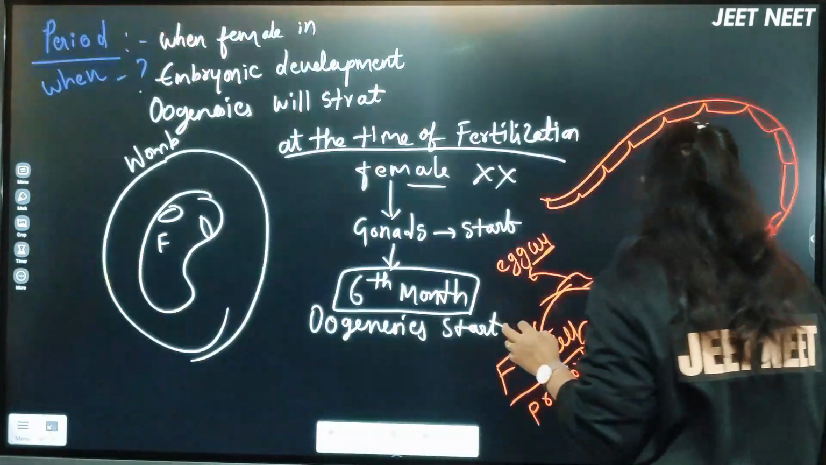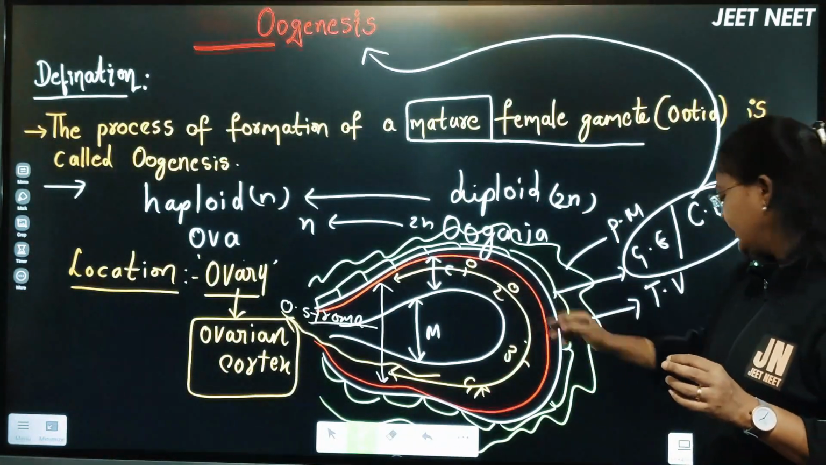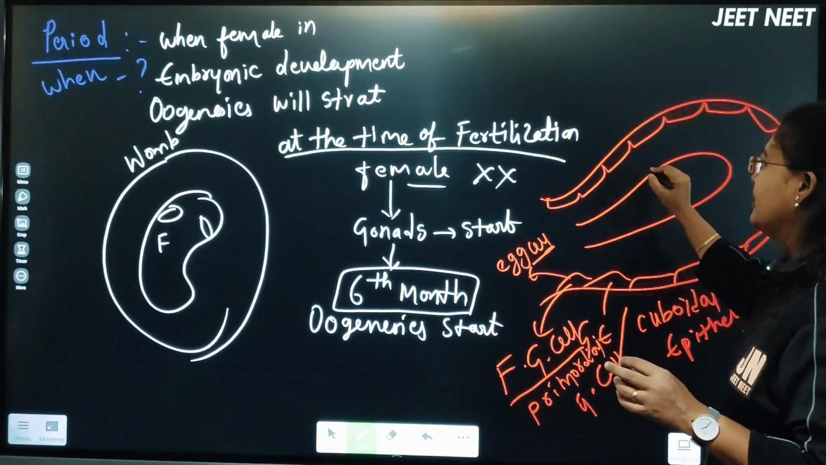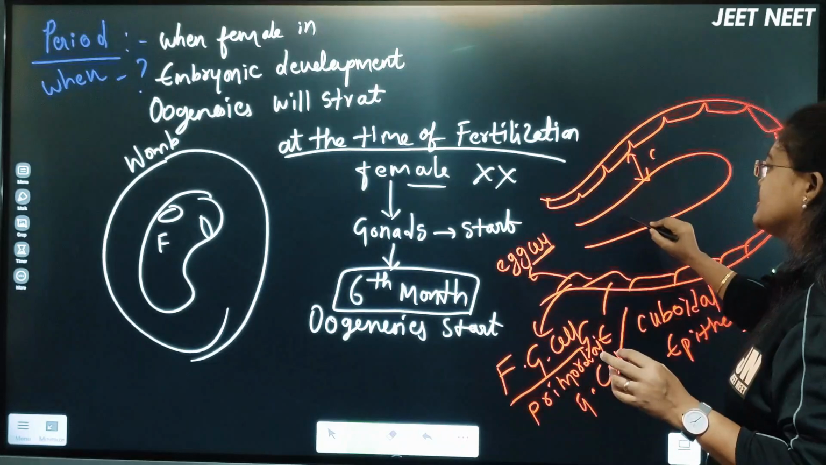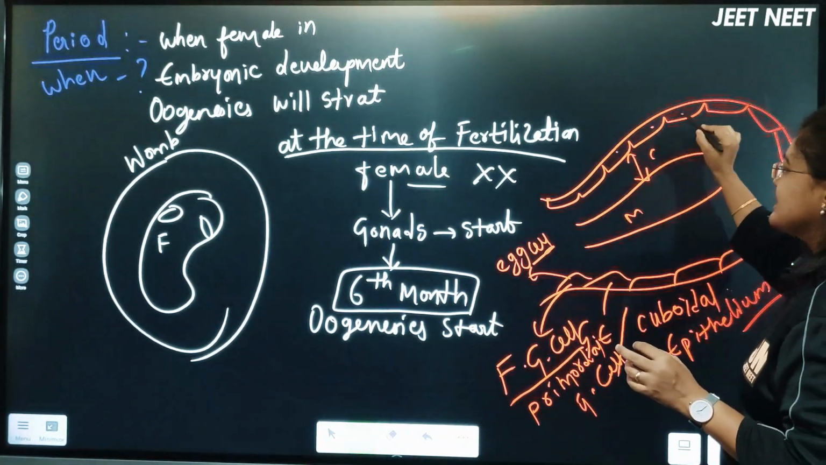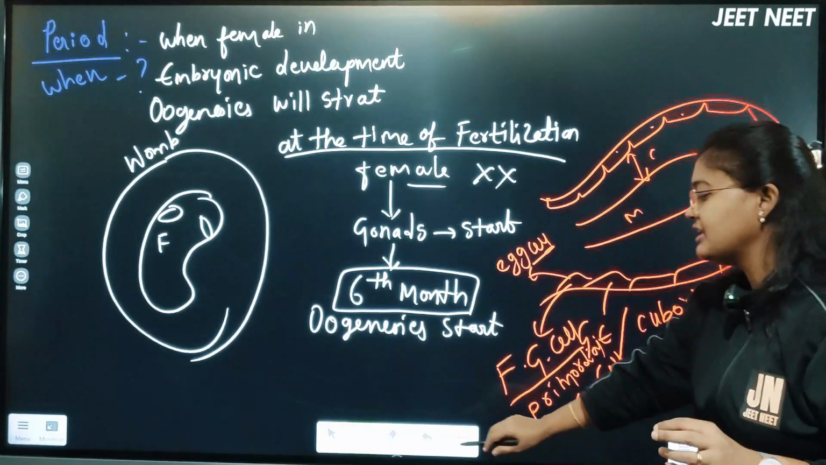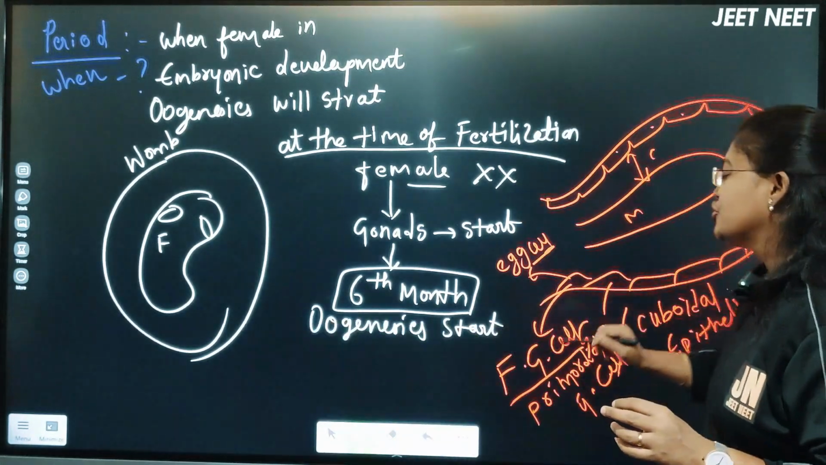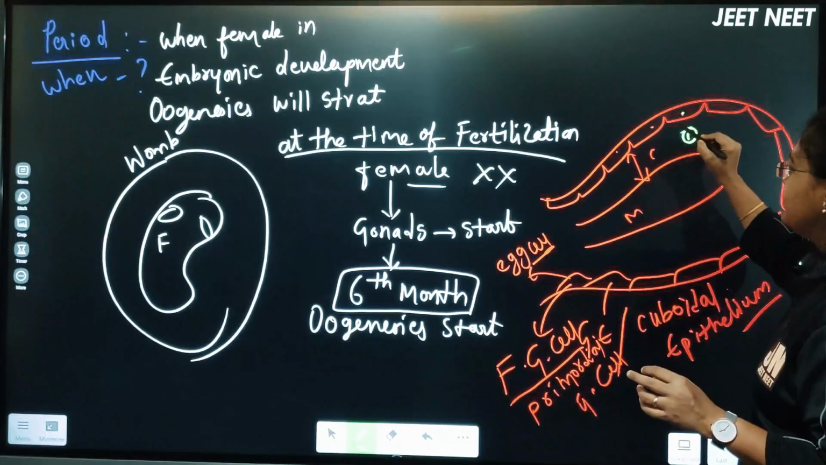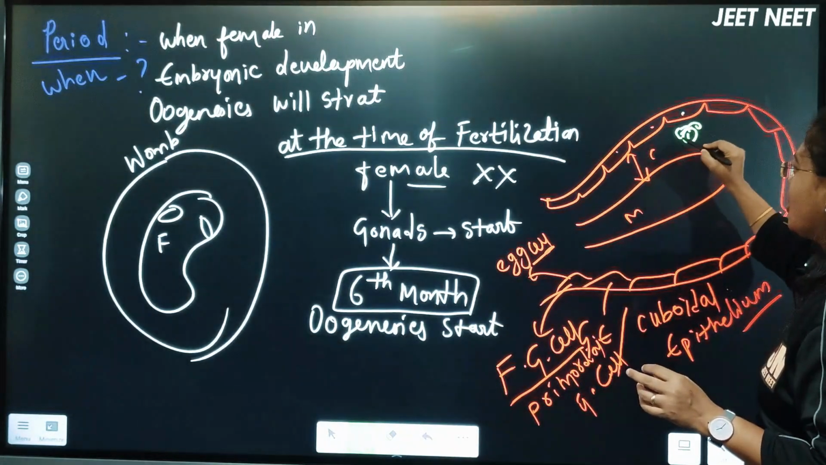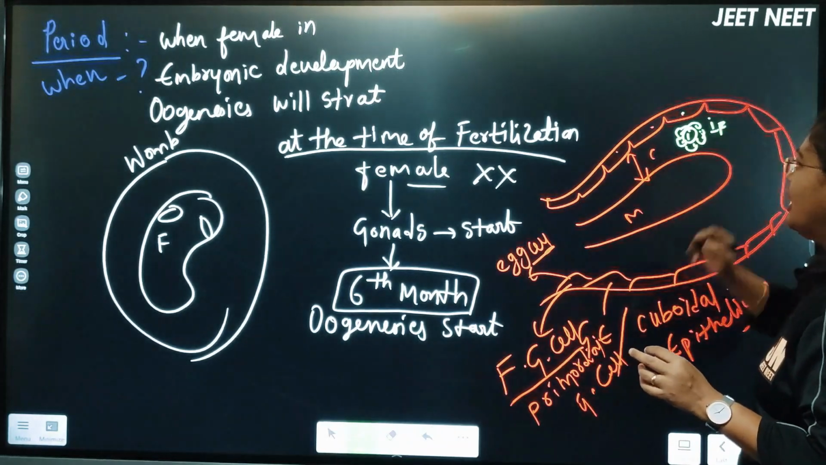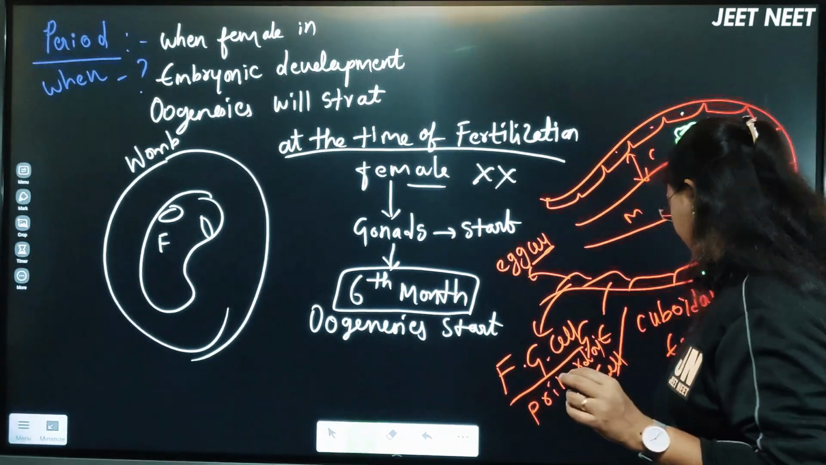Look at the point here. Just now I told you about the germinal epithelium. What is this layer? This is called the cortex region, and this is called the medulla. So these cuboidal cells are present here. Imagine this is a primary oocyte. These cuboidal cells come and surround the primary oocyte to form the primary follicle. Clear this point?